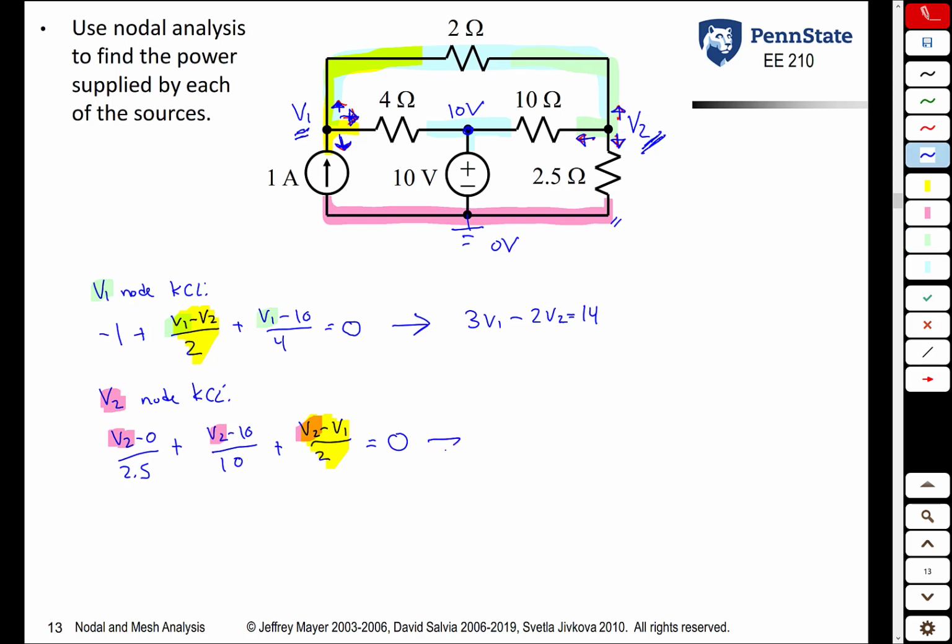Anyway, you can simplify this to get the structure of minus 5V1 plus 10V2 is equal to 10 volts. So now we would set this up as a matrix equation. So for those of you who have had linear algebra, you'll recognize this structure.